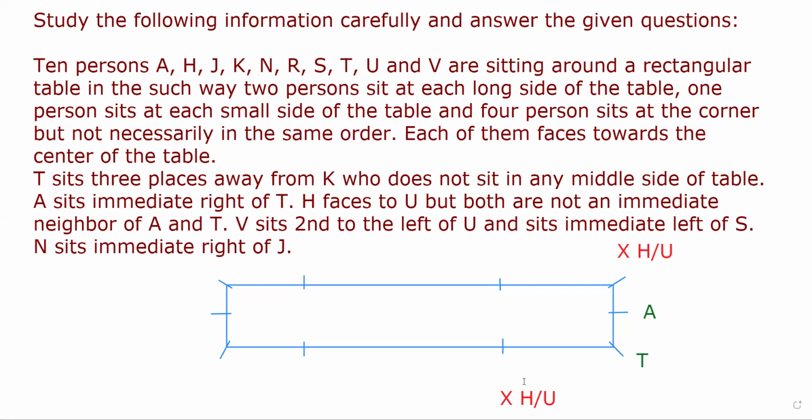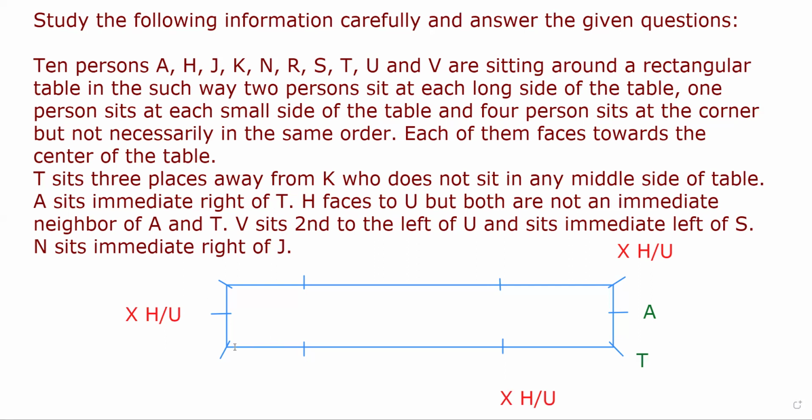Correct? So if this position and this position are not for H and U, and H faces U, it means that the positions of H and U will be either this one and this one. Both are left because H and U face each other. Already A sits here, so it cannot be possible that H and U sit here. So this is not the place for H and U.